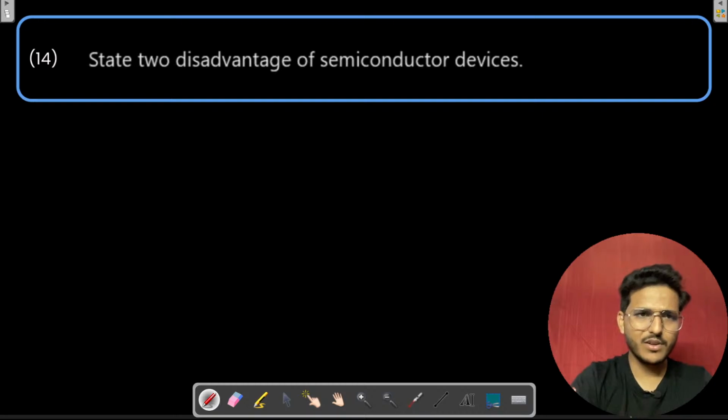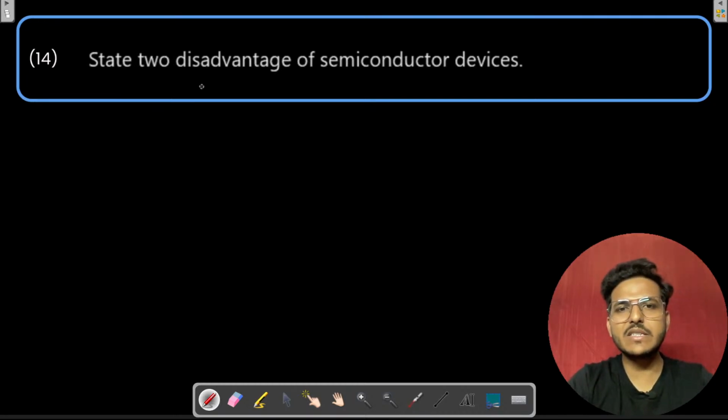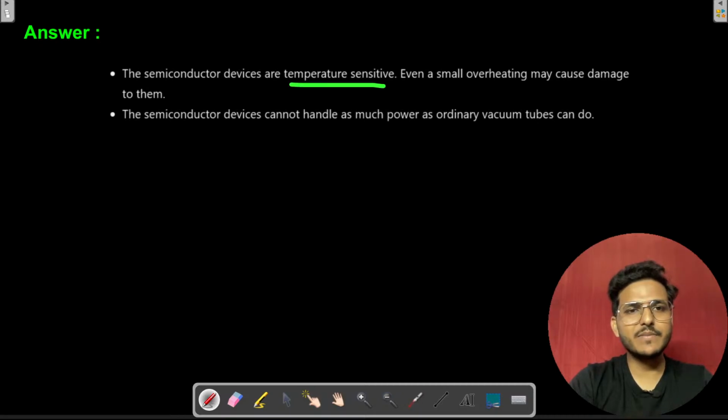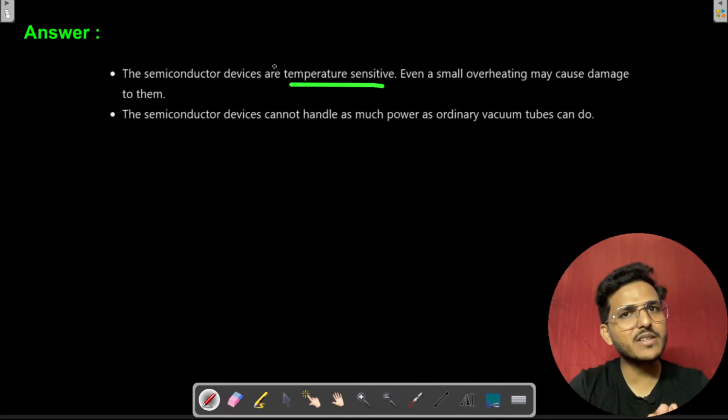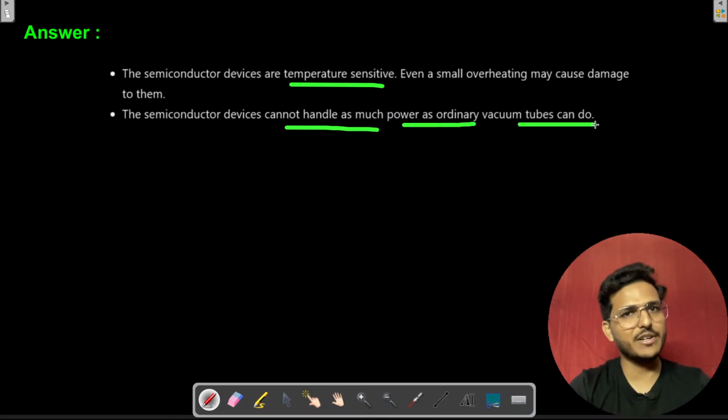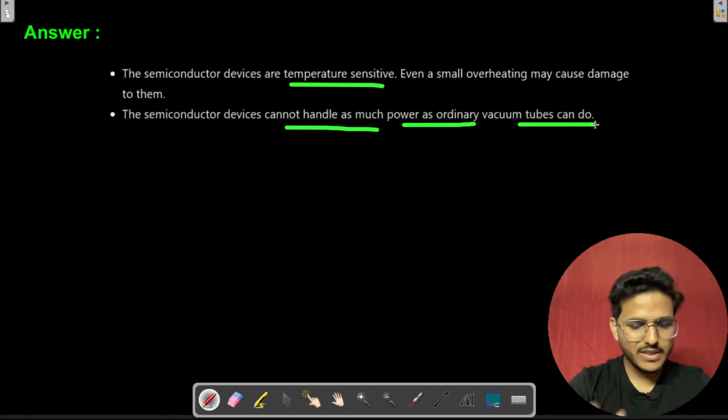State 2 disadvantages of semiconductor device. What are the disadvantages? First, semiconductor devices are temperature sensitive. Even a small overheating may cause damage to them. And second, semiconductor devices cannot handle as much power as ordinary vacuum tubes can. These are the two main disadvantages.